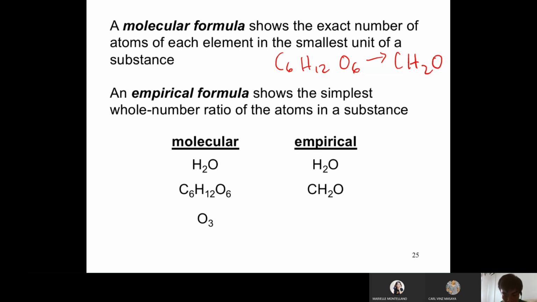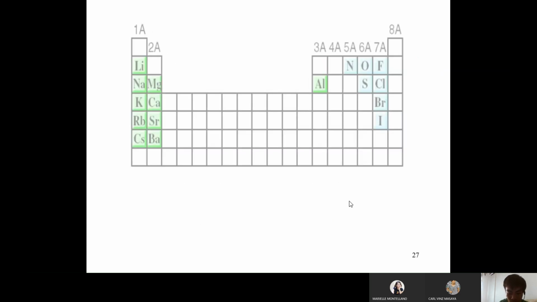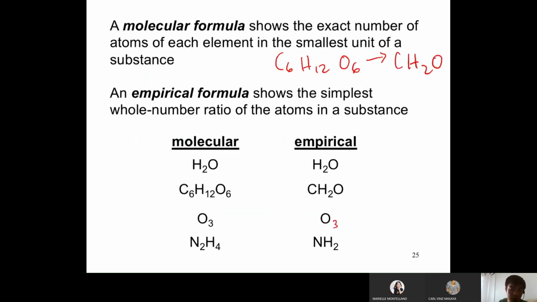Yung pang examples. Yung O3, dapat ang empirical formula na ito, O3 pa rin, kasi irreducible na yung 3. Ang oxygen kasi, ang 3 ay prime number na. You can no longer reduce a prime number, sabi ng math. And then, ito, N2H4. We can reduce the subscript by 2 to get NH2. So, saan natin ito, sir, magagamit ng mga empirical formula na ito?